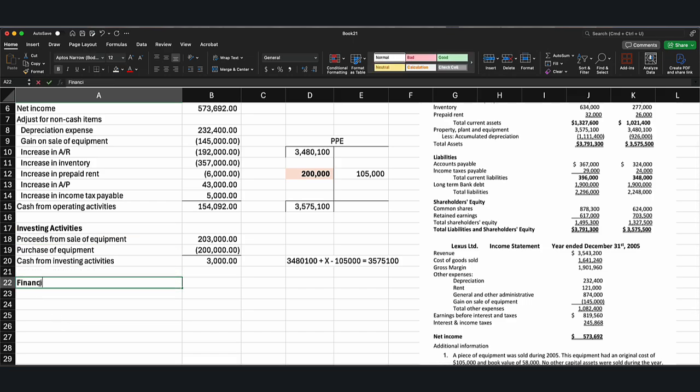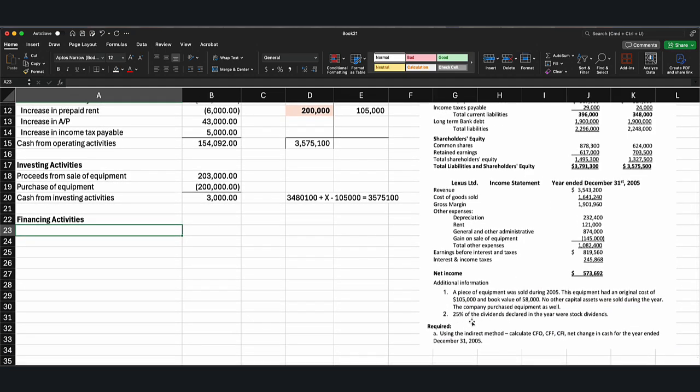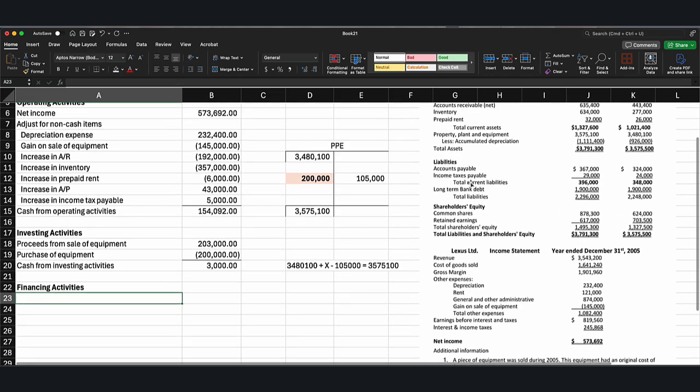Financing activities. For this, I also like to look at the notes first. 25% of the dividends declared in the year were stock dividends. Okay, so we know we declared some dividends, but we also know that some of that was stock dividend, which means it wasn't paid in cash. Okay, cool. So now let's go back here.